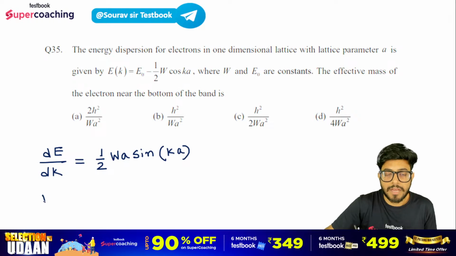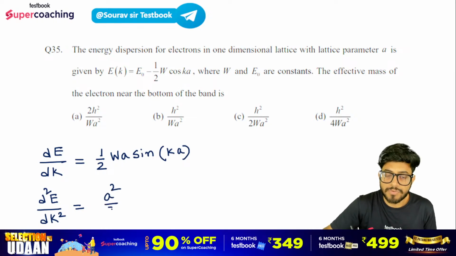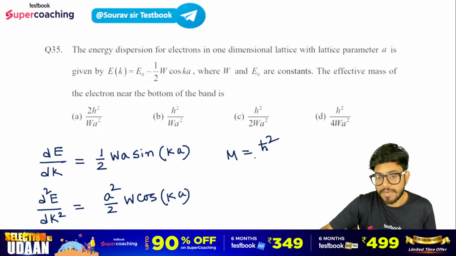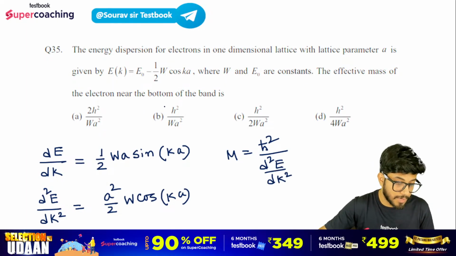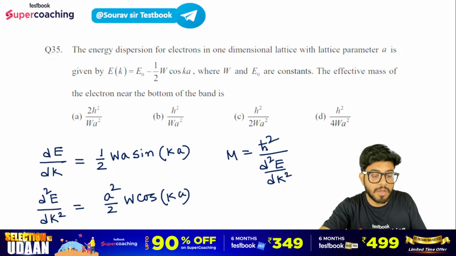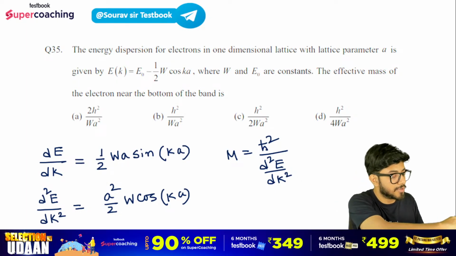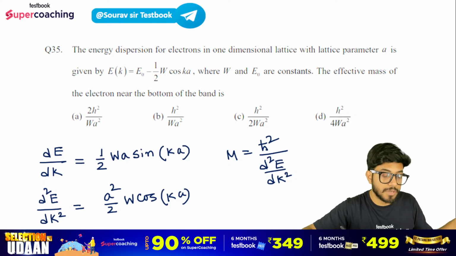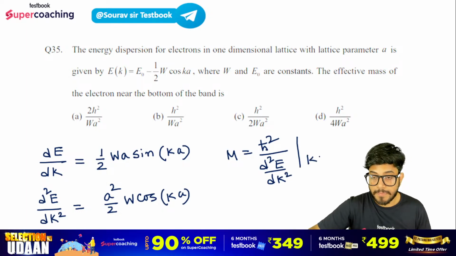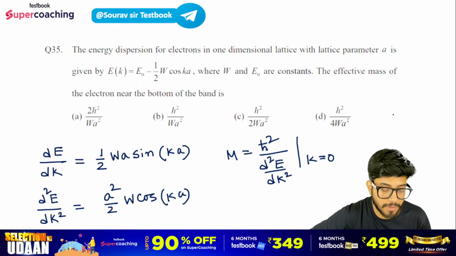If I do the differentiation again, I'm going to get d²E/dk². The sine would again become cos, so it's (a²/2) W cos(ka), and therefore effective mass m is ħ² divided by d²E/dk². And of course, they say near the bottom of the band. So whenever they say this, you just have to do this for the bottom of the band. In case of the bottom of the band, you have to find out what value of k you should use. At the bottom of the band, k equals 0, near the bottom.